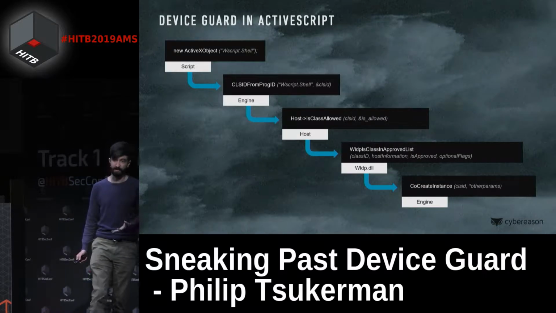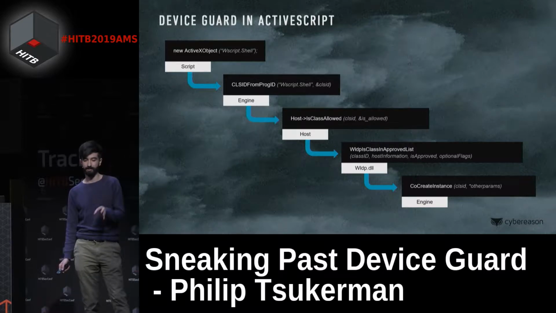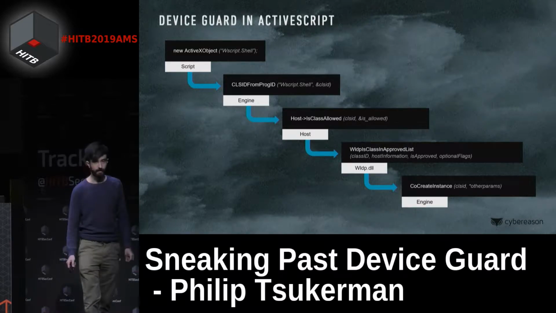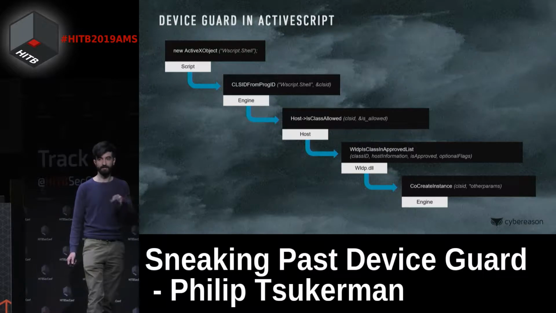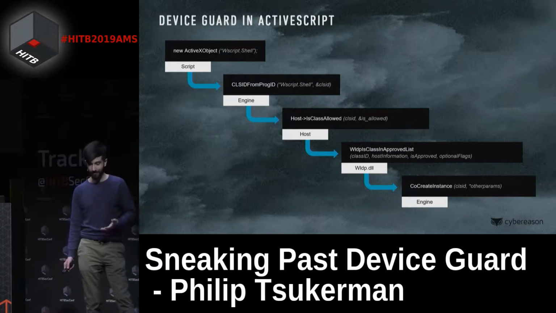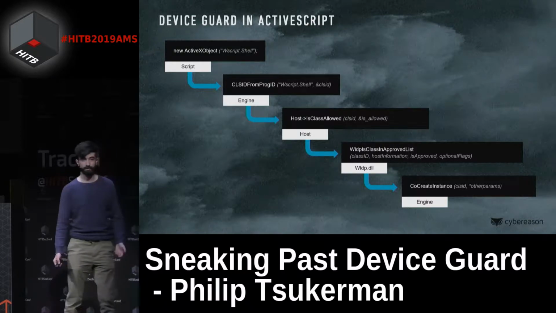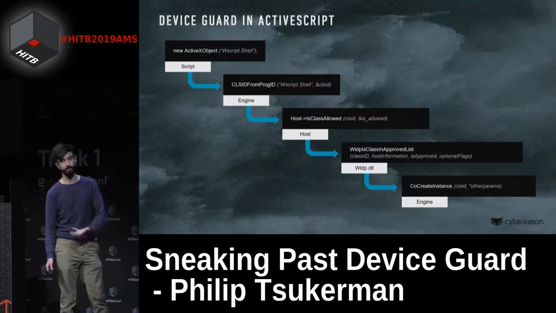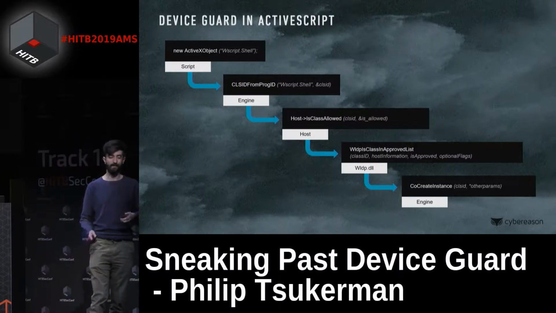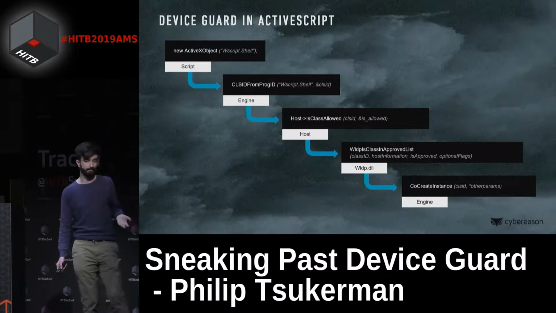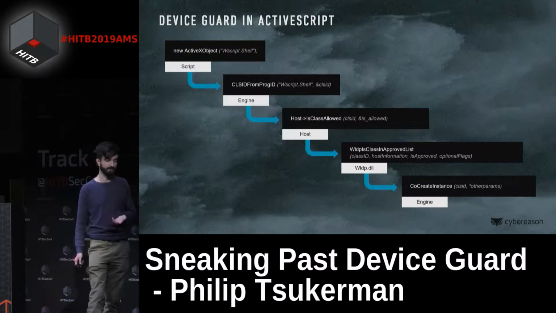Now, how does Device Guard work in the context of ActiveScript? As I've said before, what Device Guard does to non-whitelisted scripts is filter COM objects. So let's walk through this process. Let's say I want to create the object wscript.chill, which is not a part of the allowed objects in non-signed scripts.